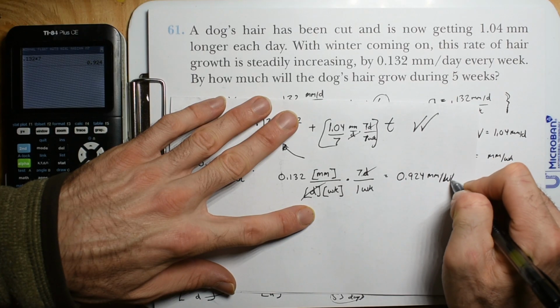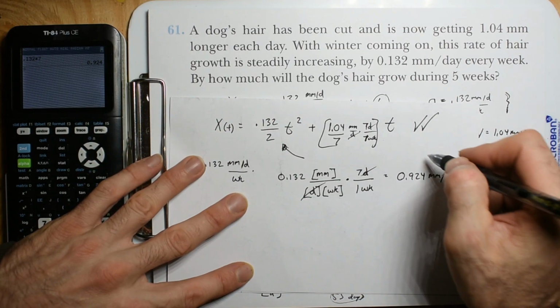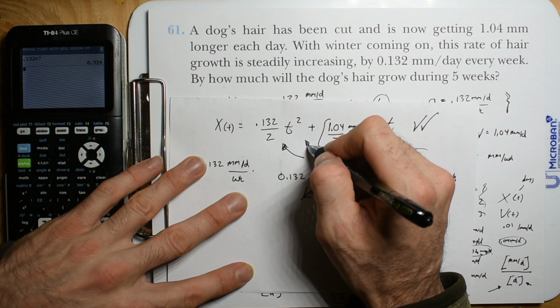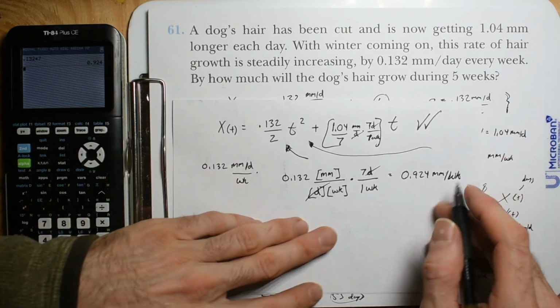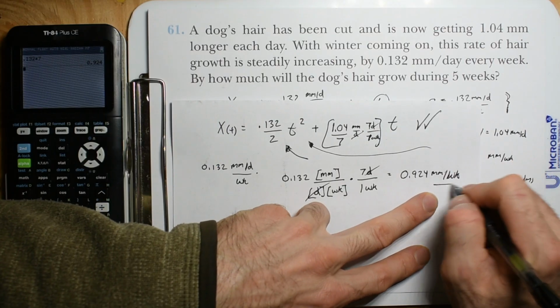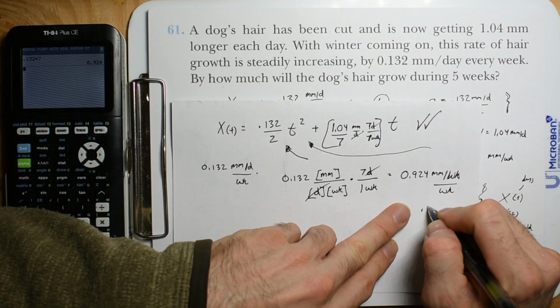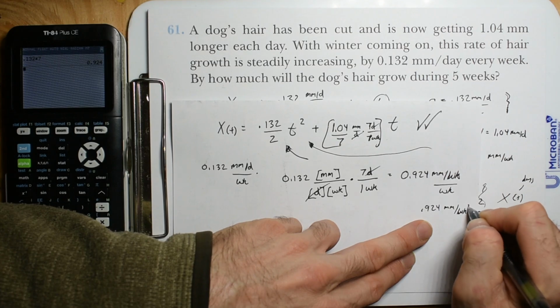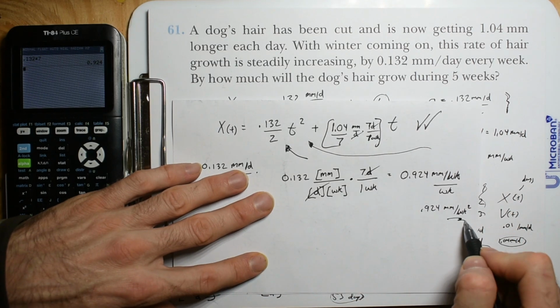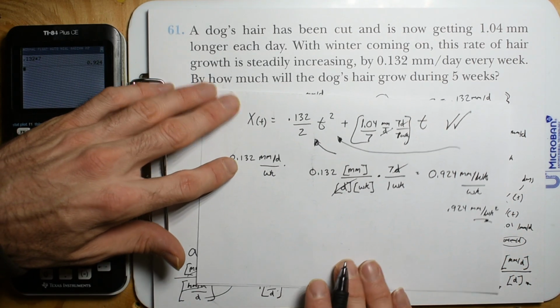millimeters per week. But this is pretty cool because we can actually go double check this and see how far off we were. So now this is our acceleration. Oh, and I'm sorry, this is 0.924 millimeters per week squared. So those are the kind of units on acceleration.